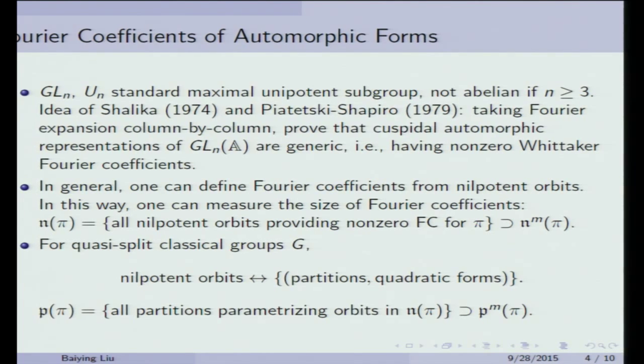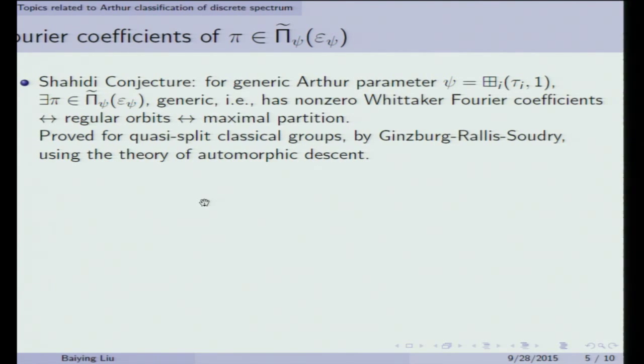So given a pi in a packet, it has an Arthur parameter and it has this invariant. One wants to know the relation between them. Namely, given an Arthur packet, one wants to know the Fourier coefficients of the members inside.